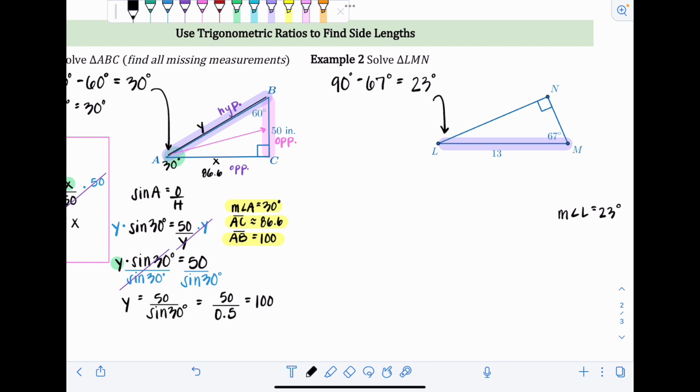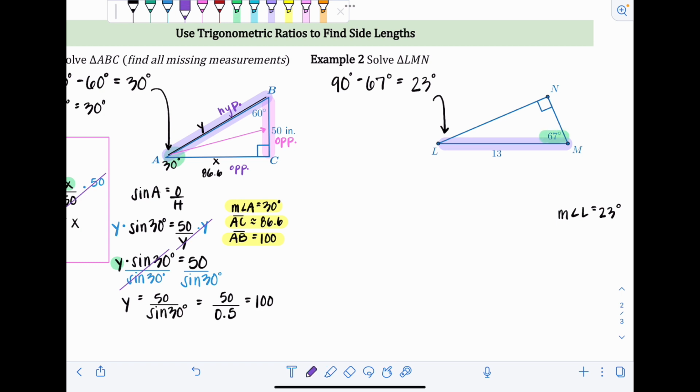And then next, if I want to find a missing side length, I need to pick an angle. It doesn't matter which one. It could be 67 or 23. Sorry, it doesn't matter which acute one. You have to pick an acute angle, though. You can't use a right angle. So I'm going to pick 67.